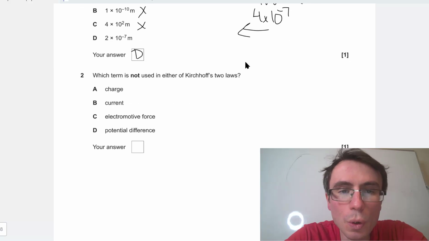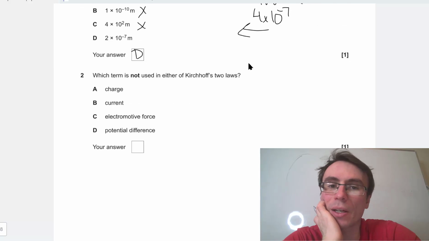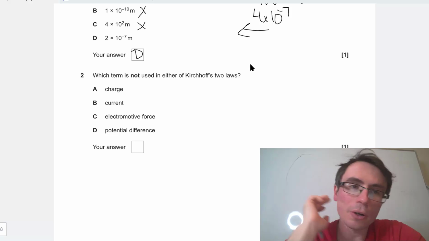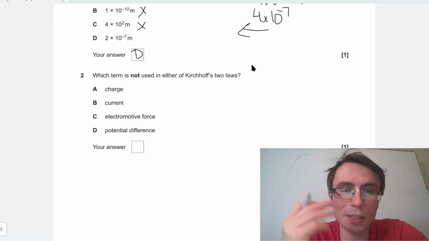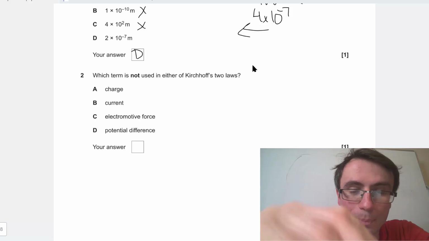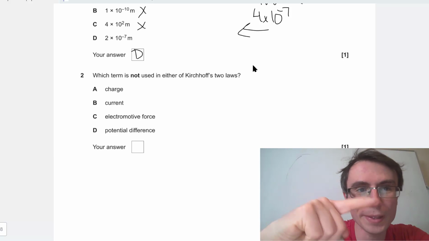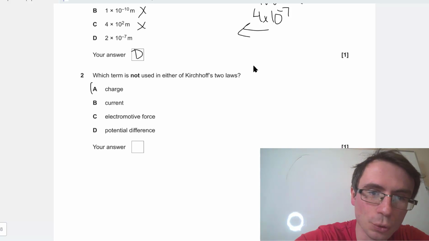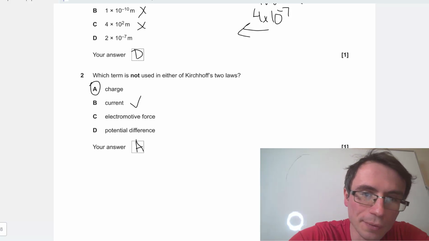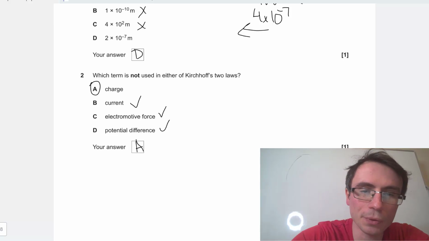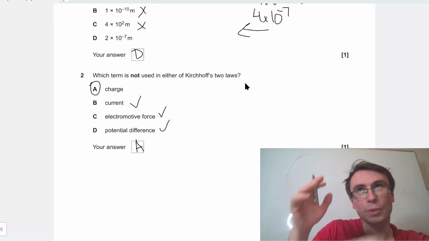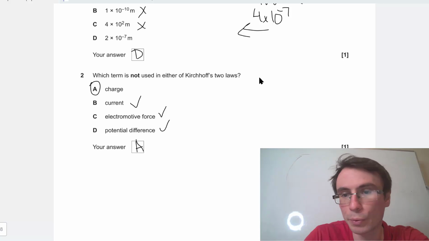Question 2. Which term is not used in either of Kirchhoff's 2 laws? Kirchhoff's first law says that the sum of the currents entering a junction is equal to the sum of the currents exiting a junction, and it's to do with currents rather than charge per se. So I'm going to go with A, charge. Current is definitely used. EMF and potential difference are used in Kirchhoff's second law: the sum of the EMFs is equal to the sum of the PDs in a closed loop.